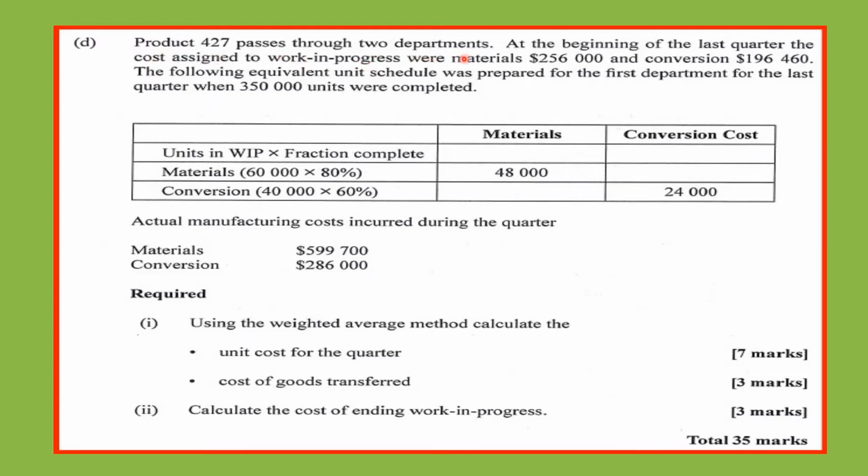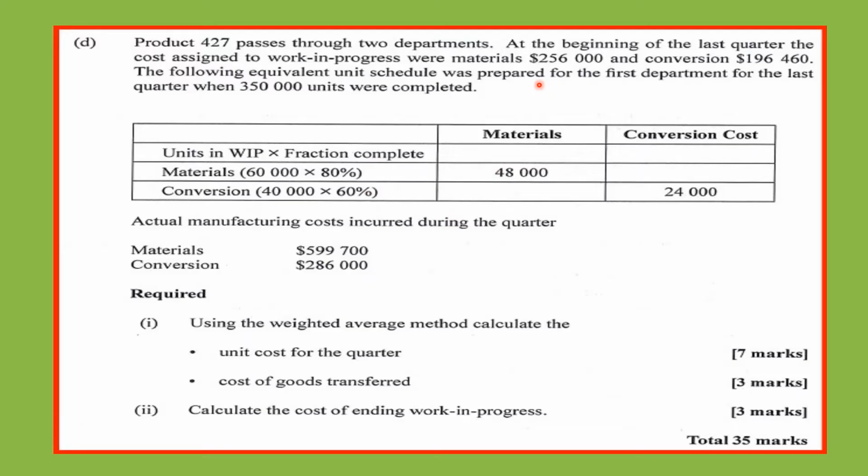Part D, and this still deals with product 427. It passes through another two departments. We are required to, using the weighted average method, calculate the unit cost for the quarter, cost of goods transferred, and part 2, calculate the cost of the ending work in progress for another 3 marks. Okay, let's take a look at the data.